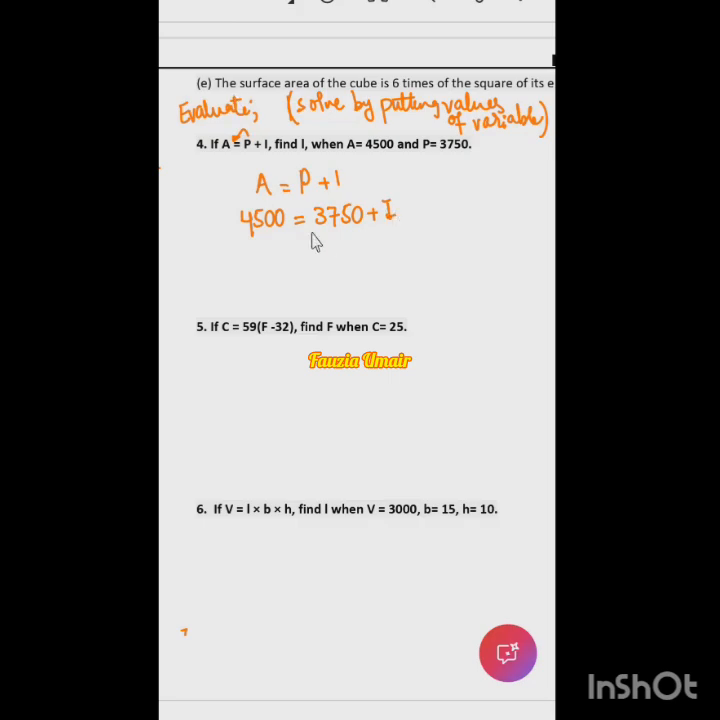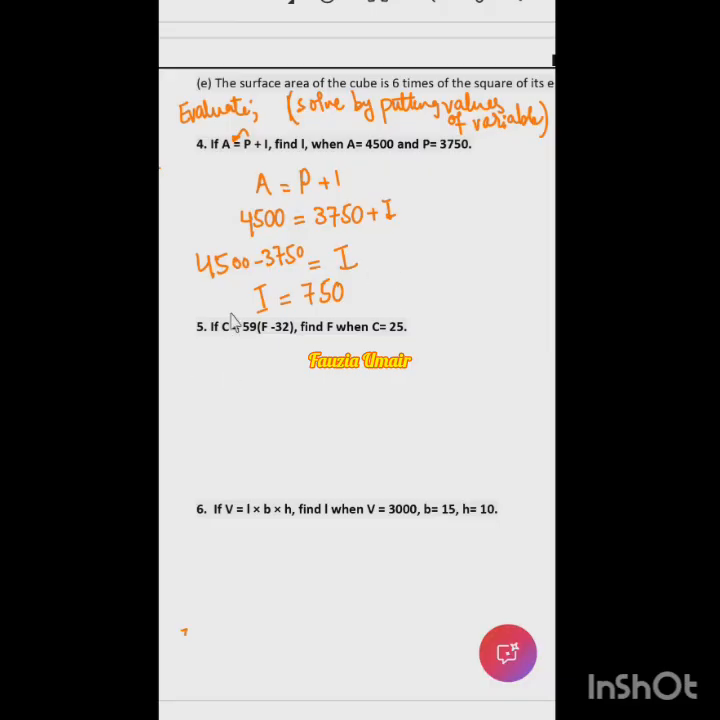Now we need to take this 3750 to the other side of the equation, right? So what will that be on the other side? 4500 will stay as it is, because this is positive. This is not going anywhere. So this 3750 is plus on this side. When it comes to this side, it will be minus. So if we subtract it, what is the answer? 750. Okay, 750 is the value of I.